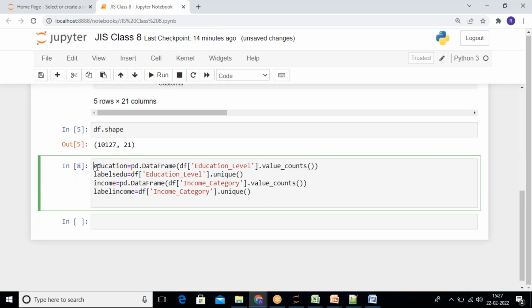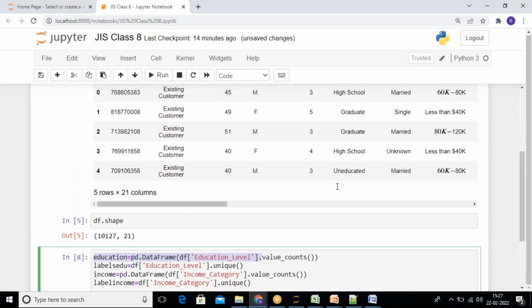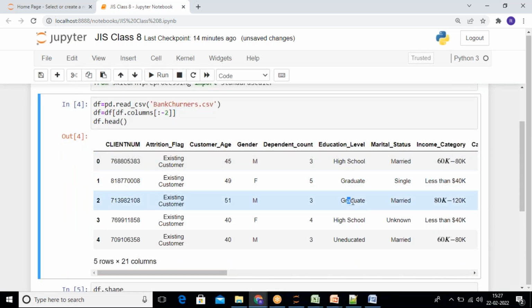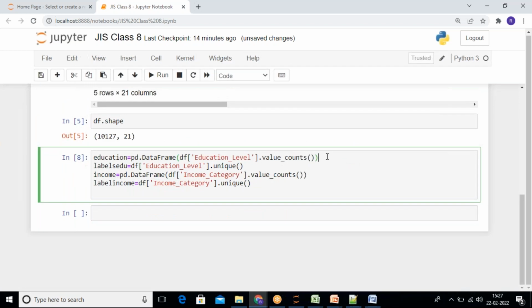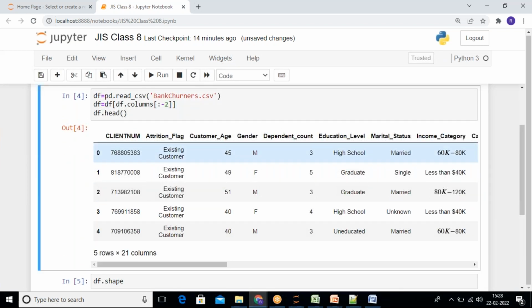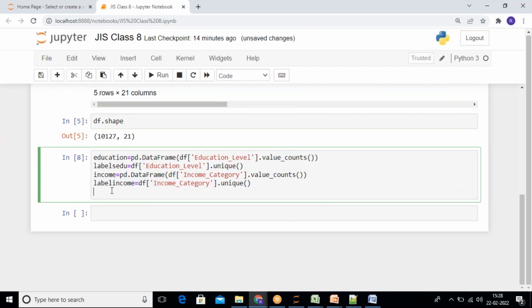So in the education I have stored the education level. Education level is basically high school, graduate. Okay, so how many total values are there? Value counts I have stored, and then I have taken the unique values inside labels edu. Inside income I have taken the income category, and I have taken how many unique income categories are there, that I have basically stored.